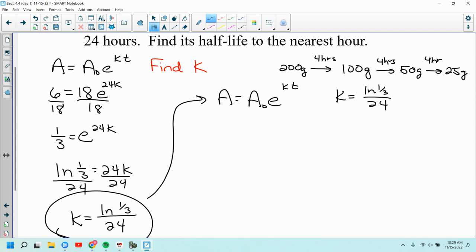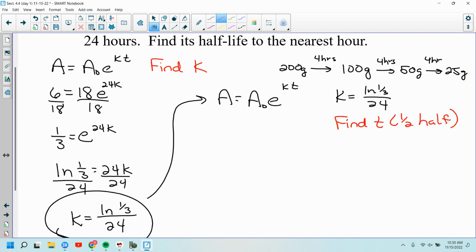But how do I proceed? We got enough, but you just got to be careful. How do you proceed from here? We're actually trying to find what? T. We want to find T, find the half-life. So we want to find T, which will give us our half-life. But how do I set it up?